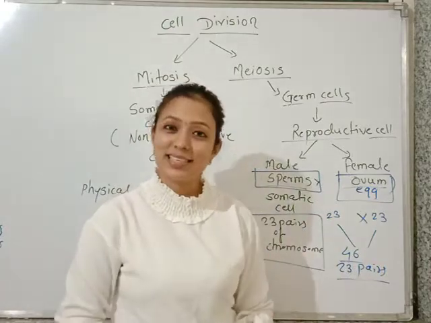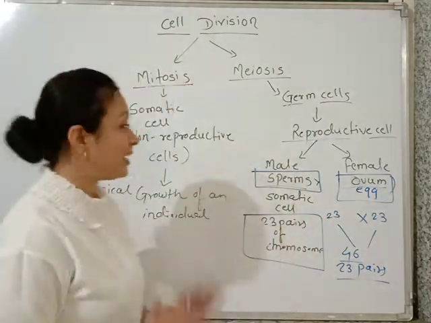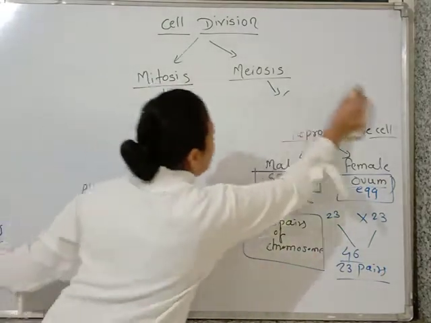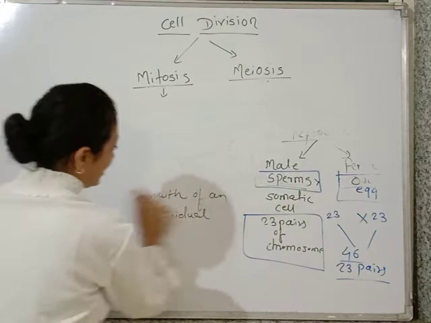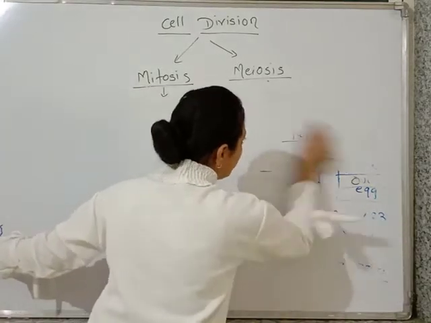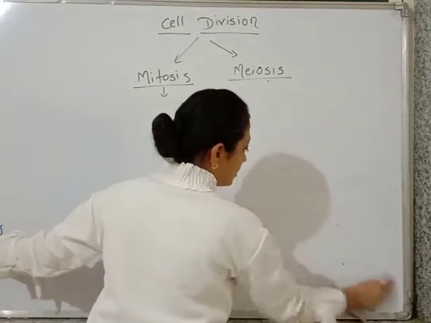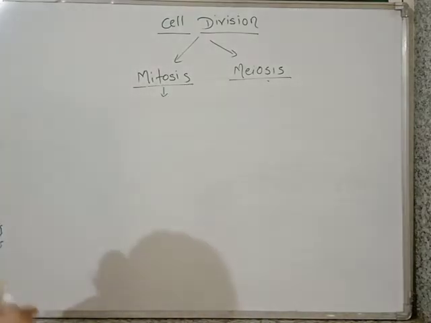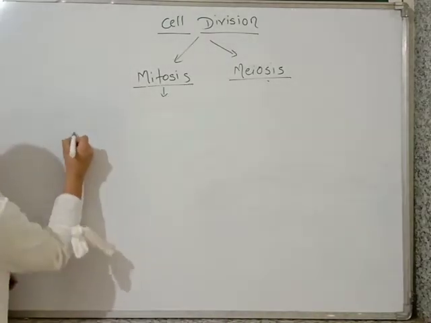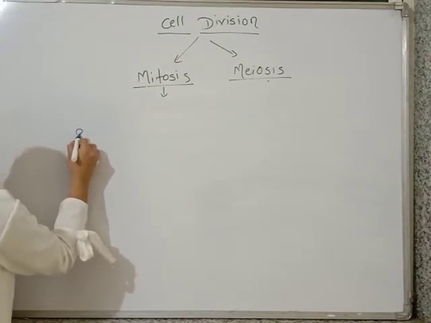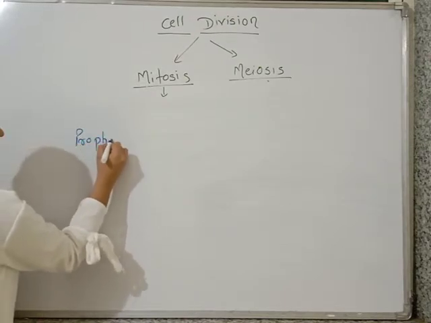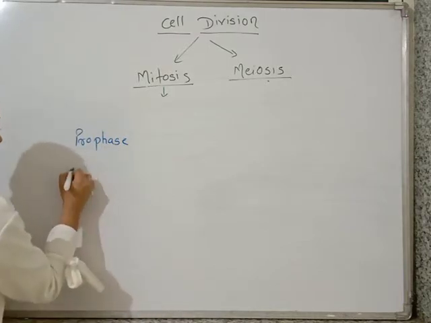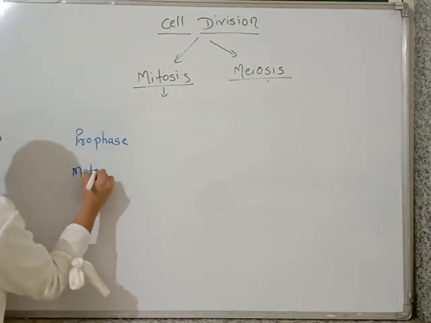Okay, now let's discuss this process in detail, that how it happens. So let's discuss first the mitosis, how the process of mitosis occurs. So especially this process occurs in the 4 stages. Okay, and what these stages are? The first stage is called prophase. Okay, the first stage is prophase. The second is metaphase.